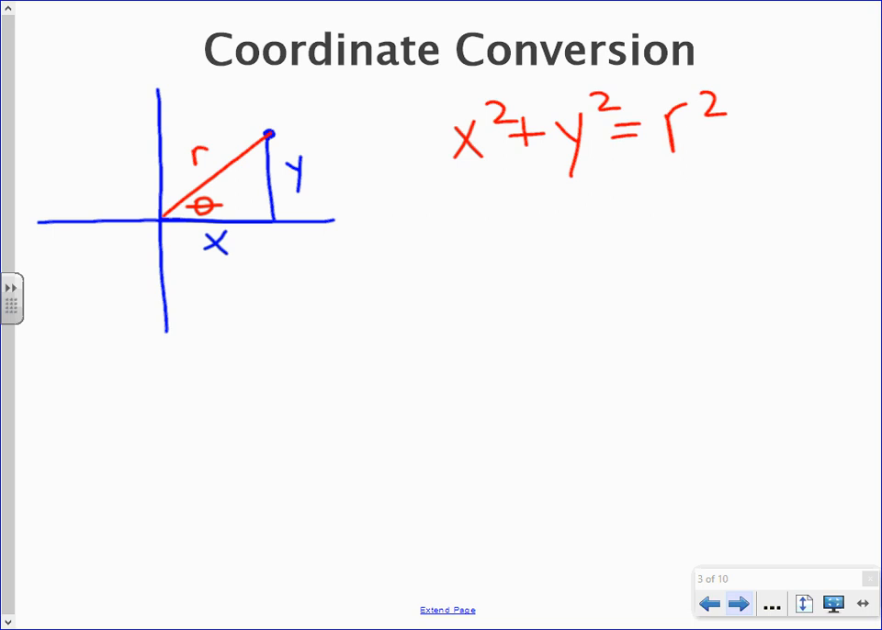Now, I know some of you are thinking, I don't need to write this down, Mrs. Holman. I know the Pythagorean theorem. But eventually, we're going to have to convert equations, and you're going to want that as a visual reference on your paper for right now.